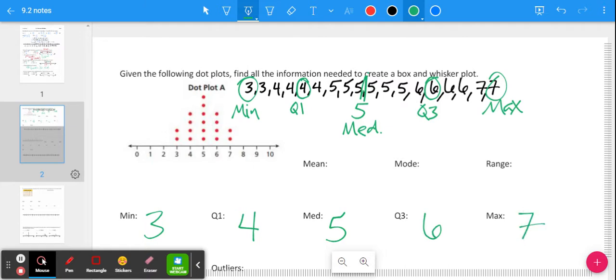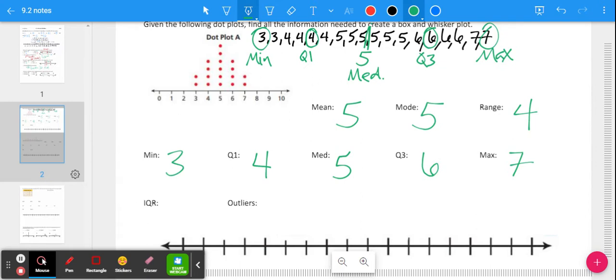7. So remember, range is the distance from your minimum to your maximum. So 7 minus 3 is 4. Mode is the number that shows up the most, and on that dot plot, there's the most dots above 5, so that's my mode. And then the mean, you add up all the numbers, divide by how many data pieces there are, and you would get 5. Now, IQR is your Q3 minus Q1. So 6 minus 4 is 2, and then the outliers.